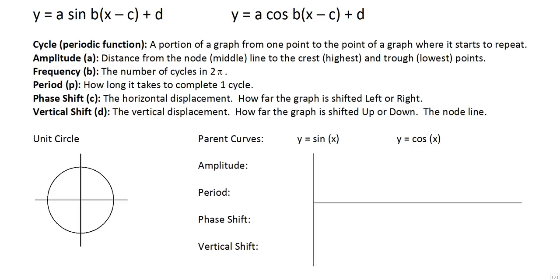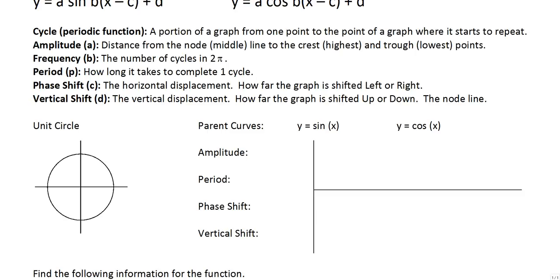The standard cycle or period for sine and cosine is 2 pi. That's when you reach one full rotation of a circle. The period is how long it takes for one cycle. A phase shift is how far you shift the graph to the right or left, also known as a horizontal displacement. And a vertical shift is how far the graph is shifted up or down, with respect to the node line. Once we start talking about some of these graphs, it'll be a lot easier to understand. So let's go check it out.